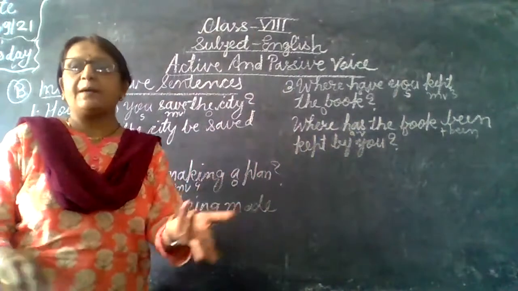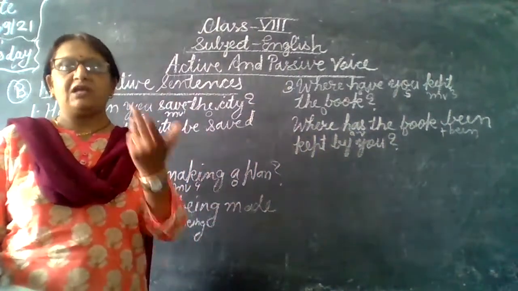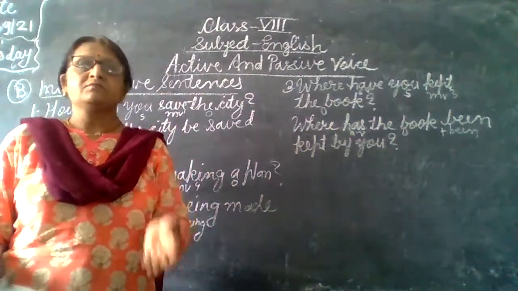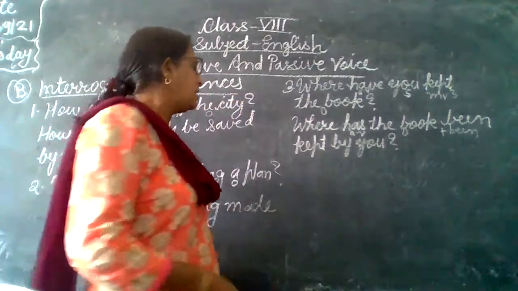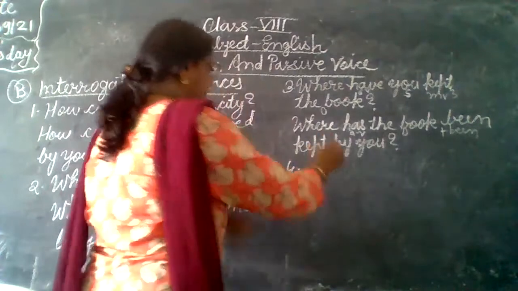Otherwise, you have kept the book. The book has been kept by me. If it is the assertive sentence, then it will be has been, have been, had been, will be used together. Okay? Fourth sentence.